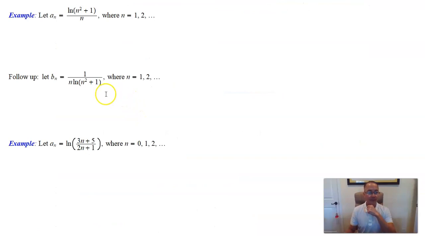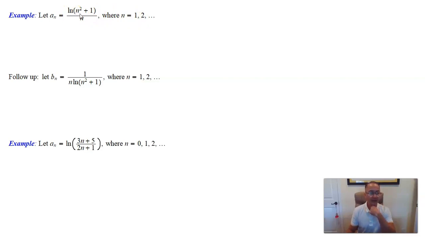All right, here are some fresh examples for you. Three of them, all of them involving the natural logarithm function, one of my favorites. So suppose we have a sub n is ln of (n squared plus 1) over n. We can't divide by 0, so we'll start the sequence at 1. Okay, so what's the limit of the sequence?